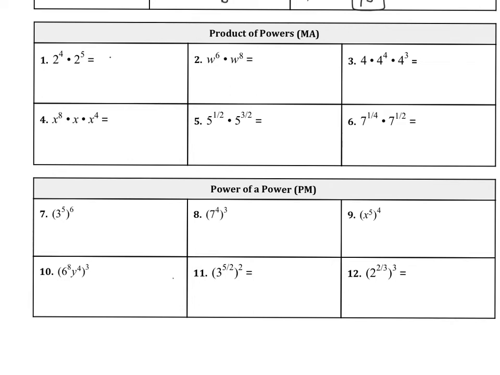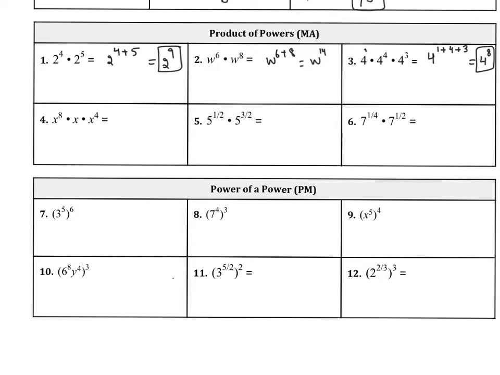And that's going to give you 2 to the power 4 plus 5. And that is 2 to the power 9. W to the power 6 plus 8. And that is W to the power 14. For number 3, you have 4 to the power 1, 4 to the power 4, and 4 to the power 3. And when you add, you're going to get 1 plus 4 plus 3. And that is 4 to the power 8.